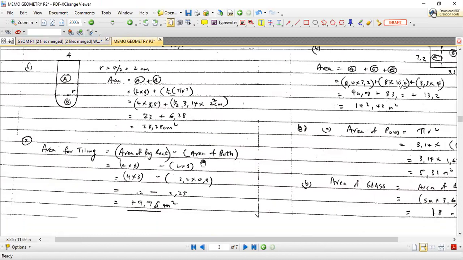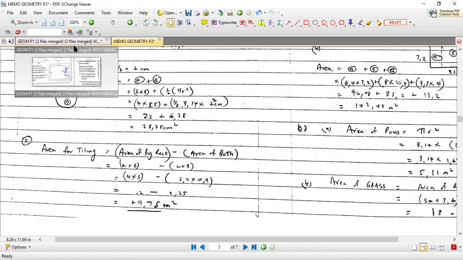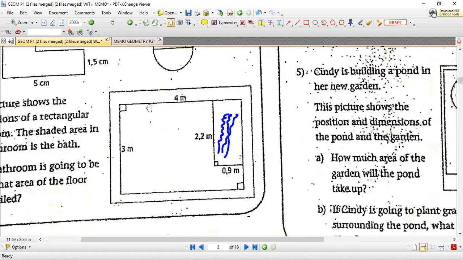So the area of the rectangle minus the area of the bath. So the area of the rectangle is 4 by 3 minus 2,2 times 0,9. And that's 12 minus 2,25, which is 9,75 square meters. Let's go back and look at that. So it's 4 by 3, the entire rectangle, as if it had no bath there. Subtract the area of the bath, which is 2,2 times 0,9, would leave us this shaded part of the bathroom.